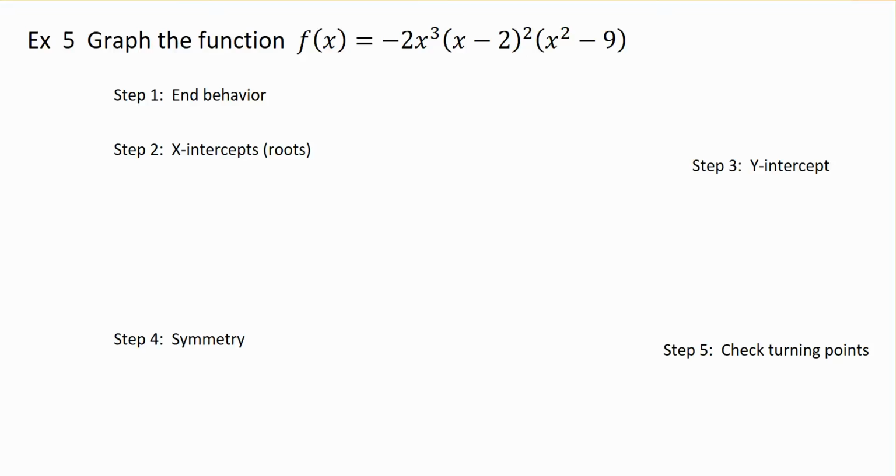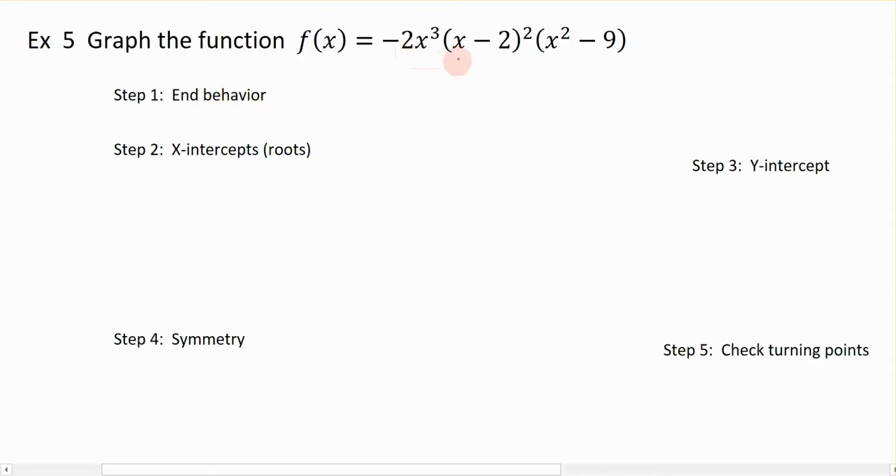Well, this is the final example we're going to look at in this section on polynomials, and we're going to analyze the graph of this function right here. The first thing we want to do again is determine the end behavior. Notice that this polynomial is already factored, and in order to determine the end behavior, I'm supposed to be determining whether it's an even versus an odd function.